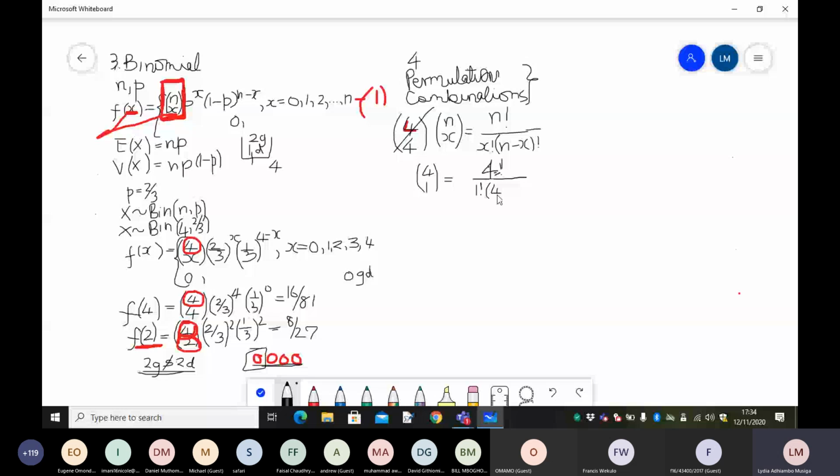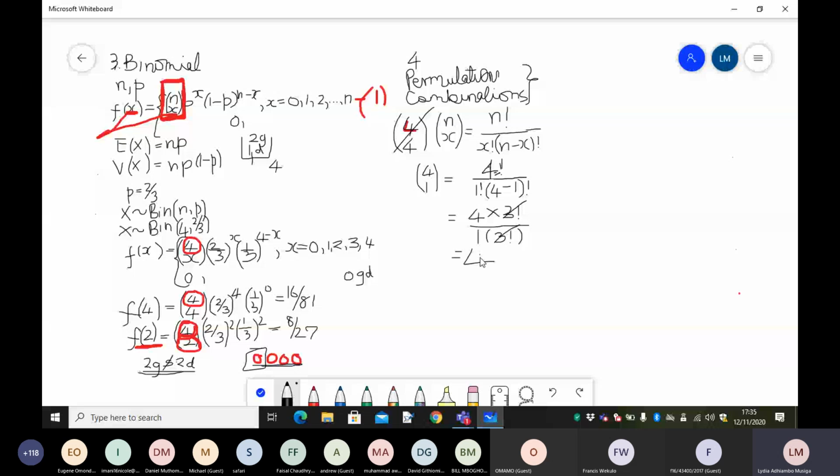So what is this equal to? This is the same as 4 times 3 factorial. And there's a reason why I'm writing 3 factorial. Why? Because I'm looking at the denominator. Over 1. Of course, 1 factorial is just 1. What is 4 minus 1? It is 3 factorial. So this is why I wrote 3 factorial, so that this one and that one will cancel out, and then I will get 4.